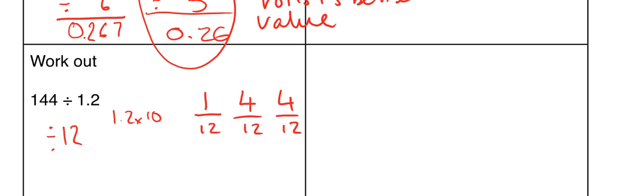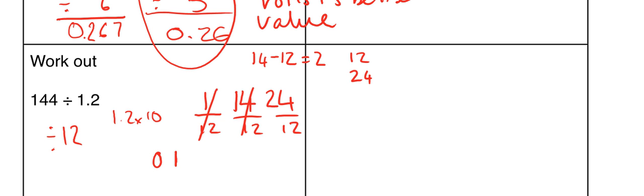Okay, so 1 divided by 12, well 12 is bigger than 1, so it doesn't go, so that's going to give me 0. Then I'm going to carry the 1 over, so I now have 14 divided by 12, so that's 1. If I do 14 minus 12 equals 2, so that means there's a remainder of 2, so that goes over. Now 24 divided by 12, if I do my 12 times table, it's 12, add another one, it's 24, so that goes, and that's really nice. So I've got 0.12.